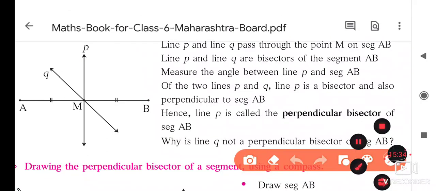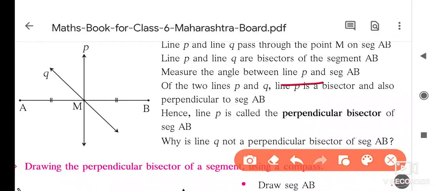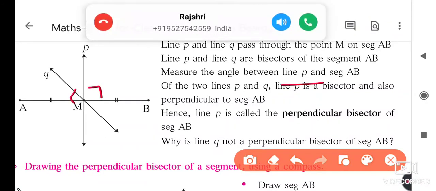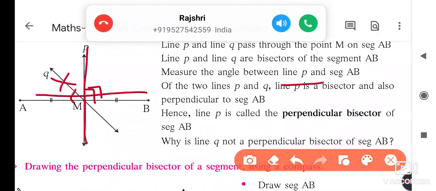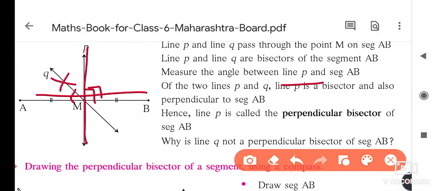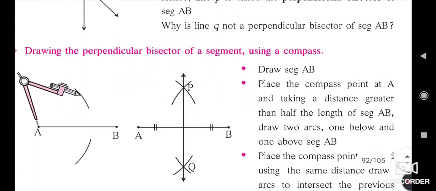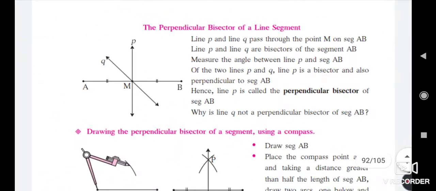Measure the angle between line P and segment AB. So we have to measure this angle and this angle also. Then the one which is a 90 degree angle is perpendicular, which means line P is perpendicular on AB, but line Q is not perpendicular on AB because the angle between line Q and AB is less than 90 degrees. Okay, so today we are going to stop here only.